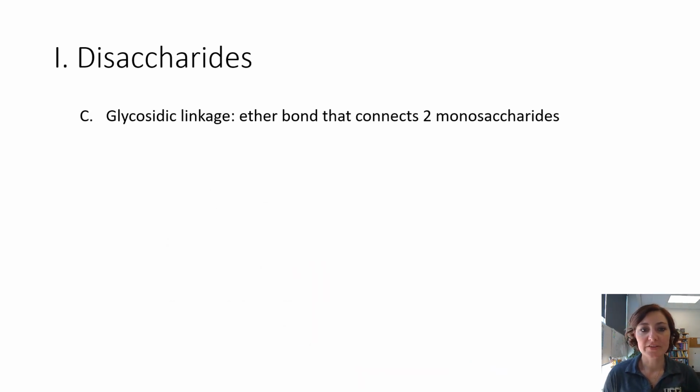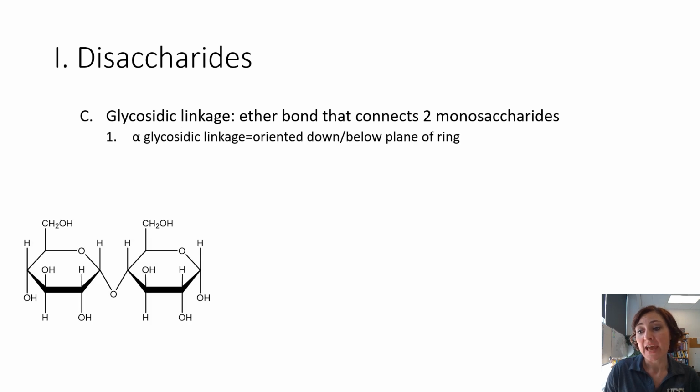All right, so as we talked about on the last slide, the ether bond that's connecting those two monosaccharides is called a glycosidic linkage. And just like your monosaccharides, you can have alpha and beta glycosidic linkages depending on if that ether bond is below the plane of the ring of the monosaccharides or if it is above the plane of the ring. So it's important to note that we are making this linkage between the anomeric carbon on one monosaccharide and the other position does not matter, but we're starting with the anomeric carbon on the first monosaccharide.